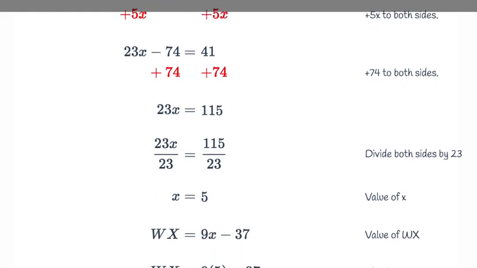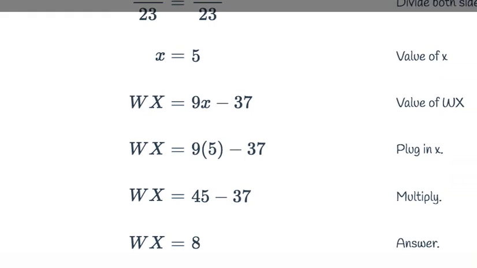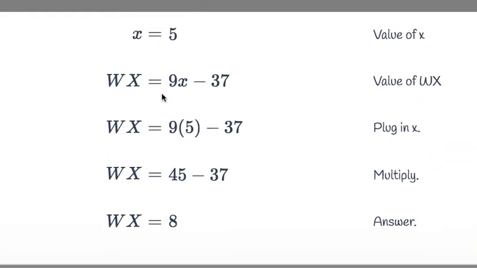Now, remember, we are not done. We are looking for WX. So we need to take the x that we found, take the WX that they gave us, and just plug in the 5 where the x was. So we have 9 times 5 is 45. 45 minus 37 is 8.